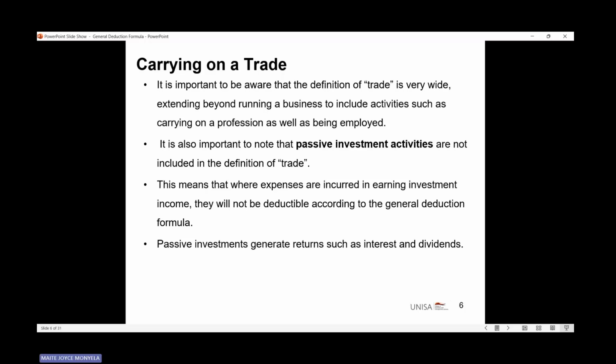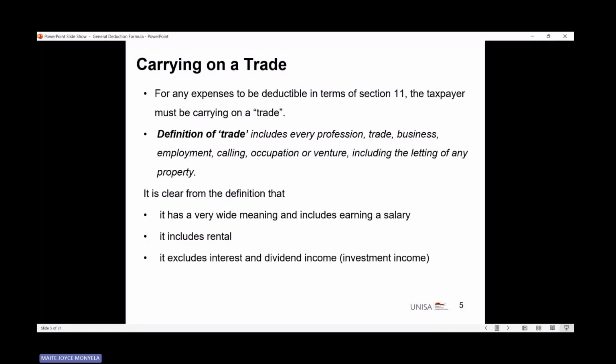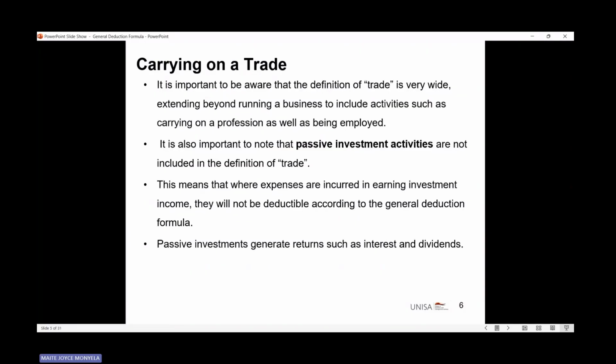So for the definition of a trade, you must be careful, because the definition also includes every profession. So all professions, as well as employment, will be defined as carrying on a trade. It's also important to know that passive investment activities are not included in the trade.